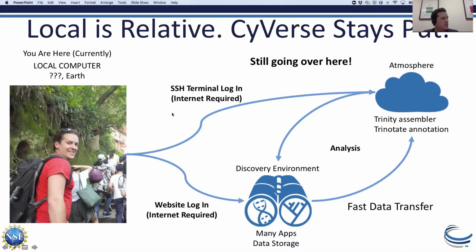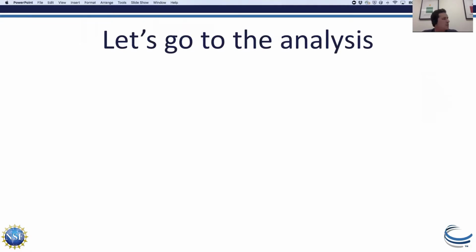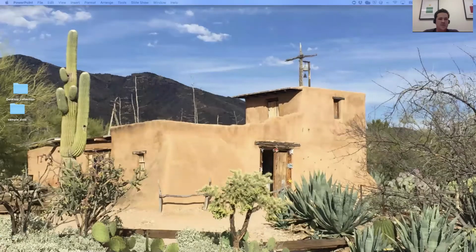And I'll also show you how to SSH into a cloud computer. And that's going to be through our Atmosphere platform, the CyVerse Atmosphere platform. There's also ways to access Atmosphere through your browser, and I'll show you that as well. But basically, once things are in there, you can work on them from basically anywhere, as long as there's an internet connection. So without further ado, we will get down to the live demo.